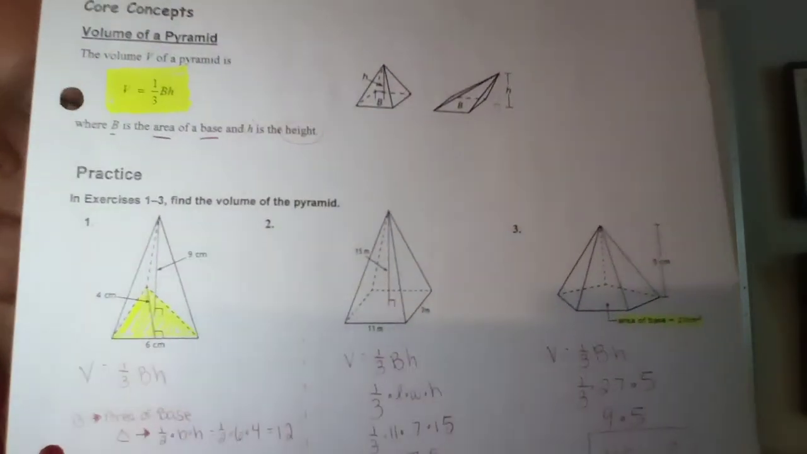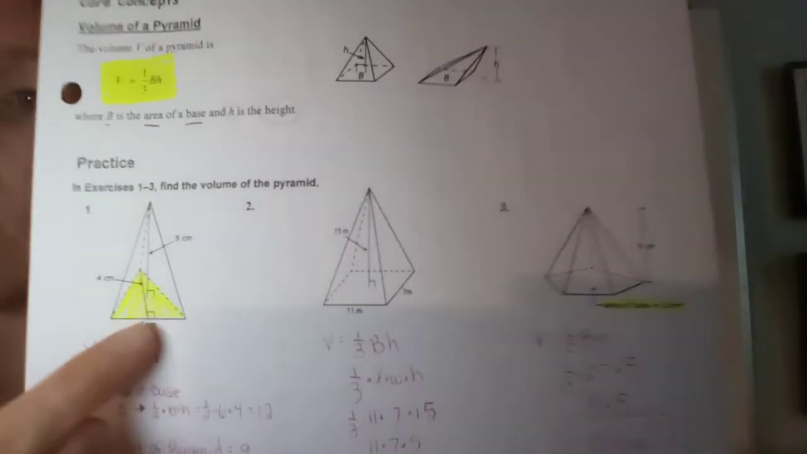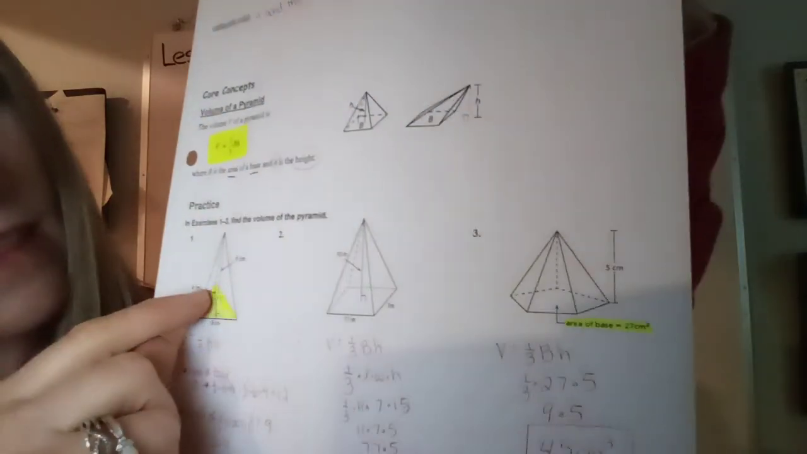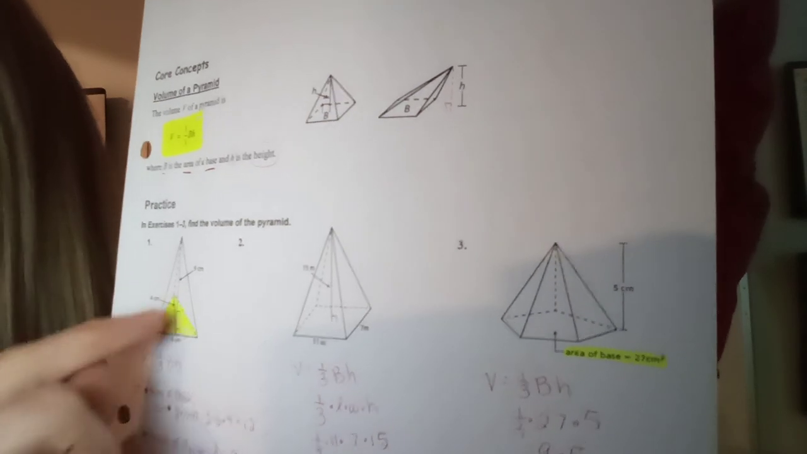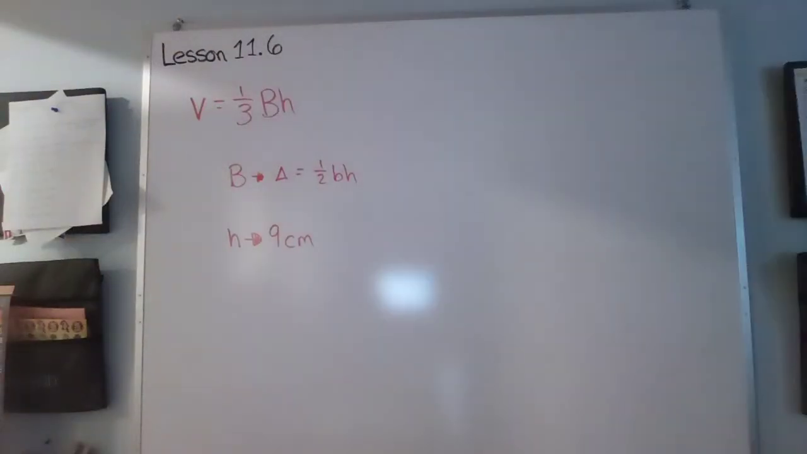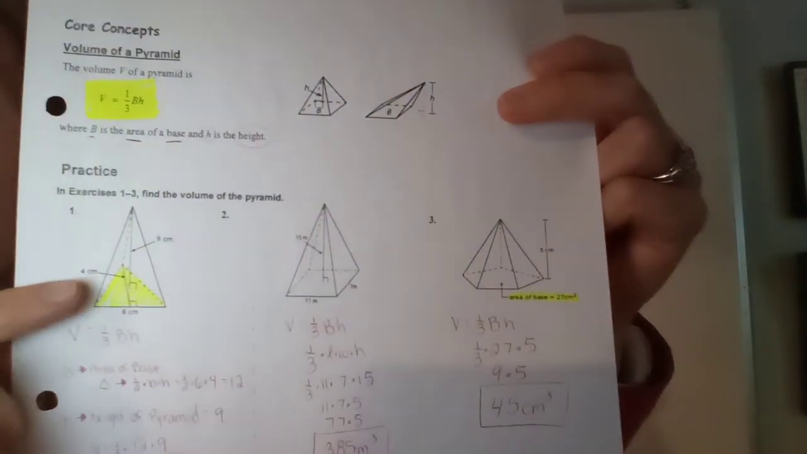Now B, the area of the base. The base is a triangle. The yellow triangle has a base length of 6, and then that segment, 4, shows how tall the triangle on the bottom is. So the base is 6 and the height is 4.